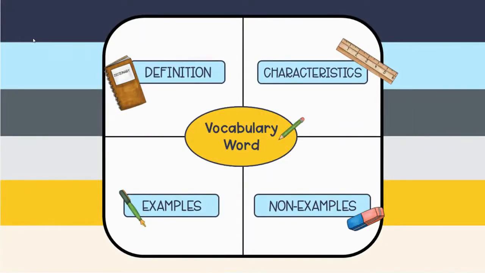It is a square with the vocabulary word in the center. The square is divided into four sections: the definition in the upper left hand corner, characteristics in the upper right hand corner, examples and non-examples at the bottom.